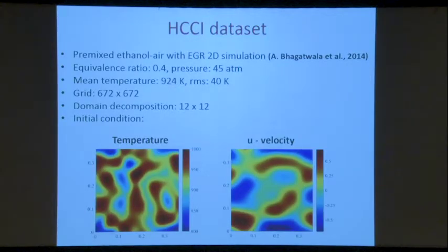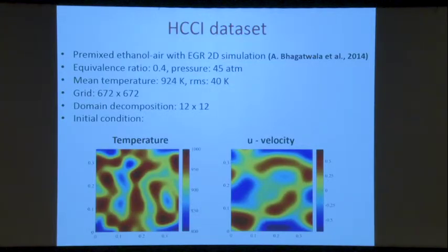So then we moved on from the synthetic data and took one of our 2D homogeneous charge autoignition data sets for premixed ethanol air with EGR dilution in 2D that Ankit Bhagatwala had simulated earlier. This was a constant volume situation where we had temperature fluctuations about a mean temperature, and it was being stirred by 2D turbulence at high pressure and constant volume, and then autoignition progresses. The mean temperature in this case was 924 degrees Kelvin with a temperature fluctuation of 40 degrees Kelvin.